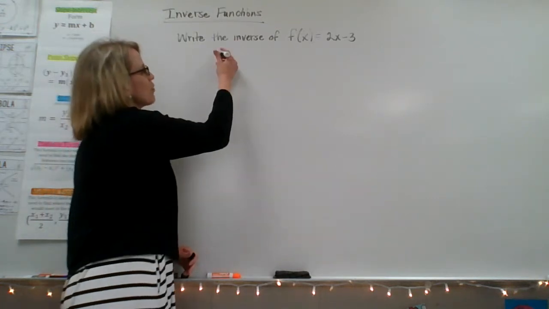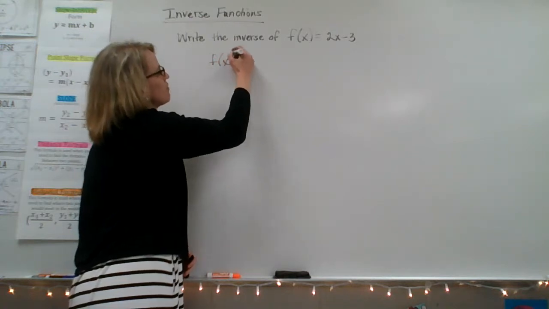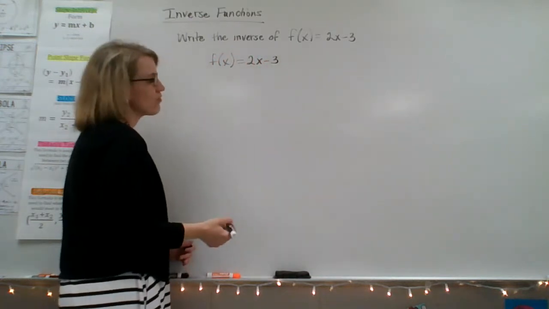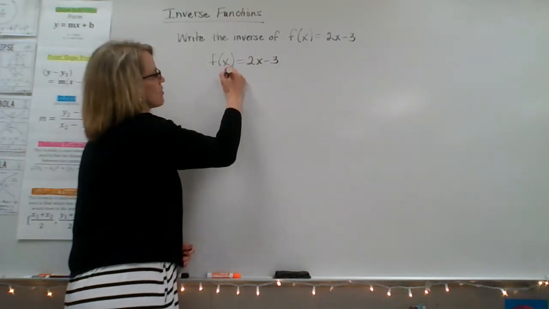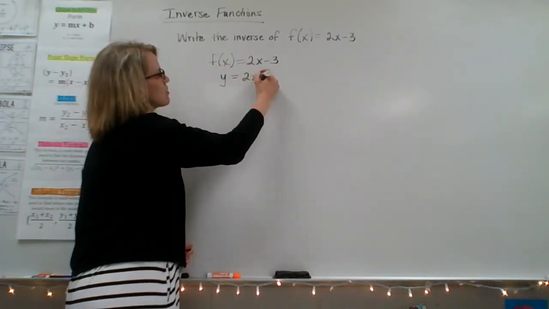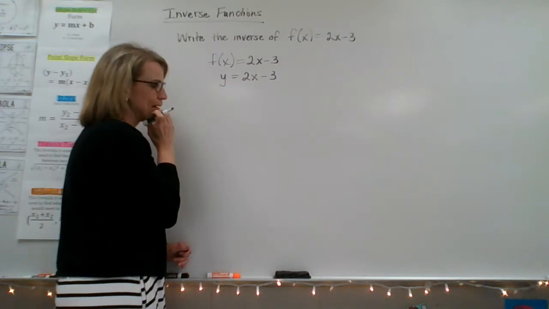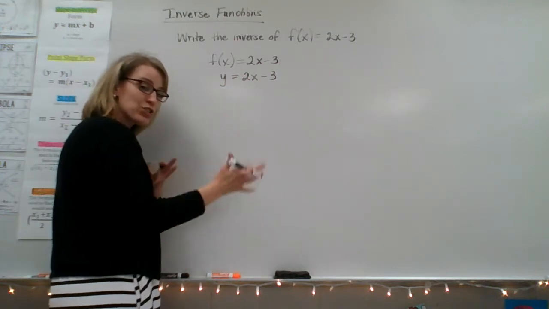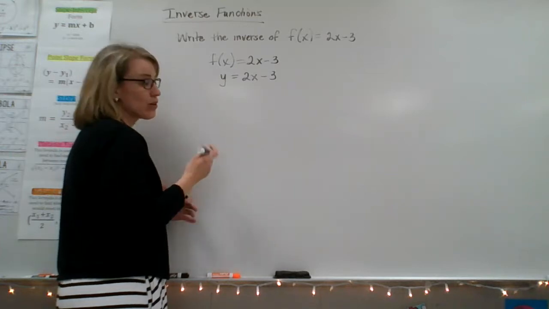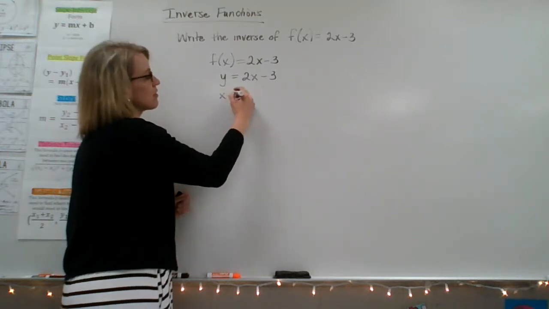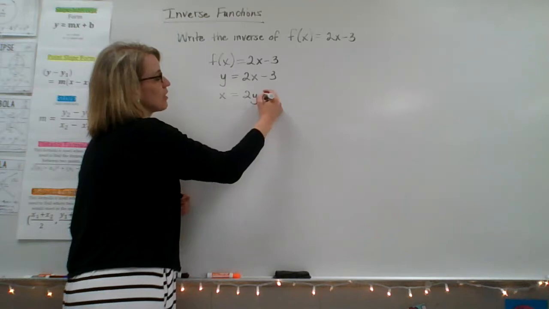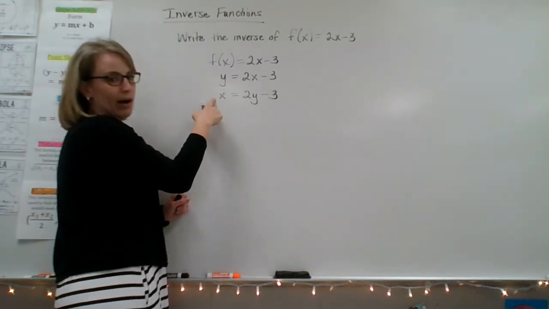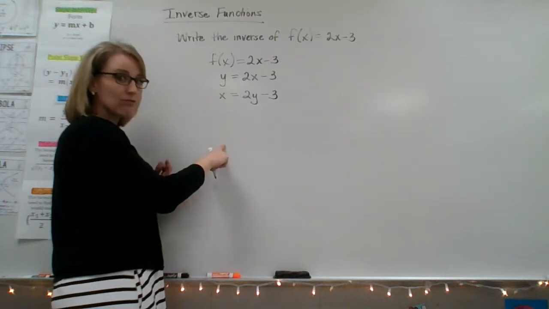So we're looking at the equation f of x, again, equals 2x minus 3. The first thing you want to do is change that f of x to a y. So y equals 2x minus 3. Then we want to swap x and y, switch x and y in their positions. So this becomes x equals 2y minus 3.